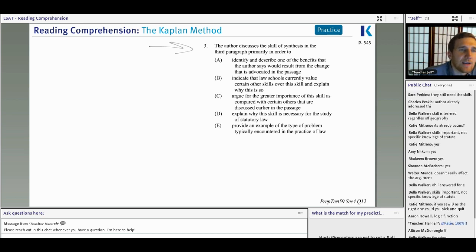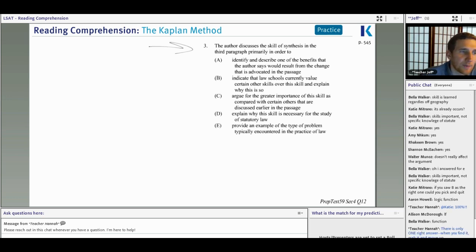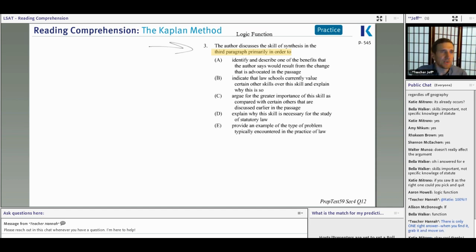Aaron, you are right. Notice this says basically what is the point of the third paragraph. See how it states third paragraph primarily in order to, like, why is it there? And so that is a logic function question. We talked before about the fact that if a question asks you the function of a whole paragraph, what should you look at?